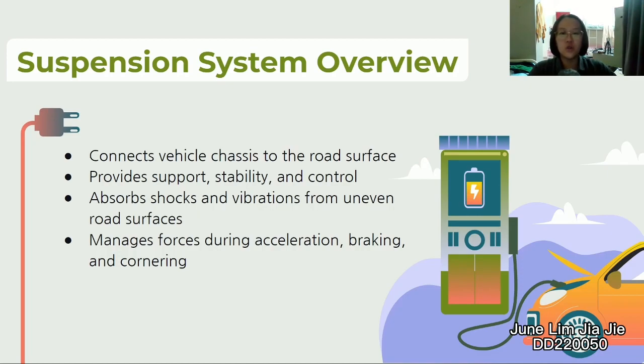First of all, I would like to explain what exactly the suspension system is. The suspension system connects the vehicle chassis to the road surface. The three main functions of the suspension system are: first, provides support, stability, and control. Second, absorbs shocks and vibration from uneven road surfaces. And lastly, manages forces during acceleration, braking, and cornering.